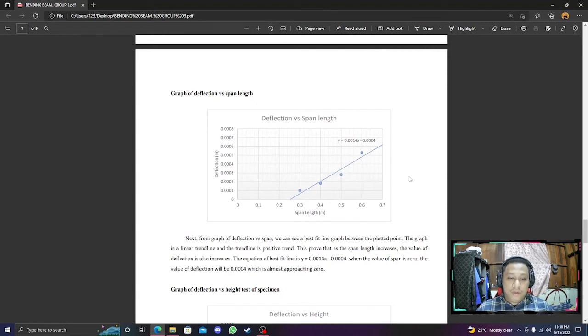From the graph, we can see a best fit line between the plotted points. The graph is a linear trend line and the trend line is a positive trend. This proves that as the span length increases, the value of deflection also increases.